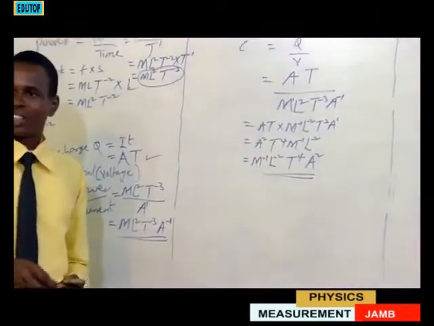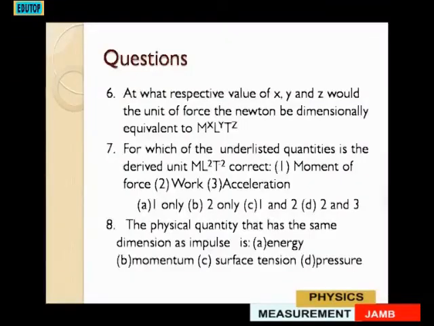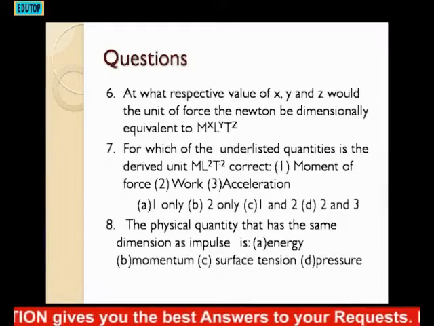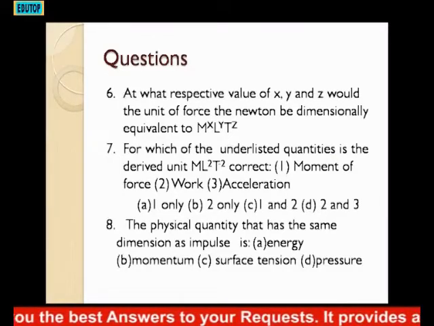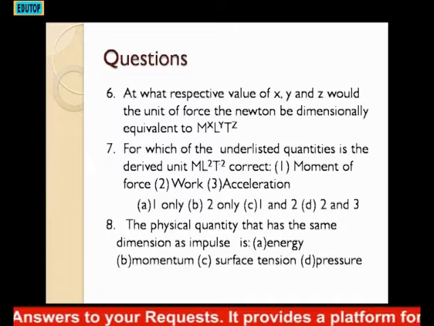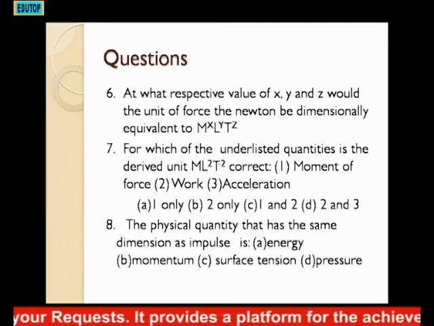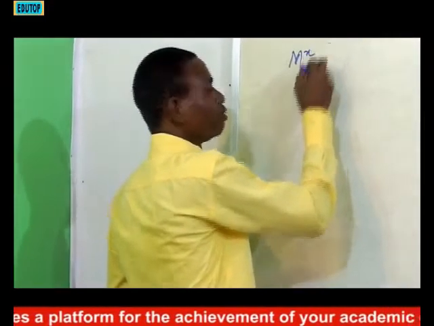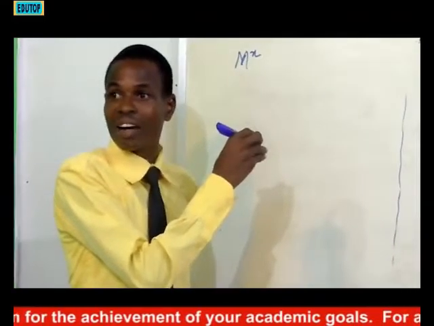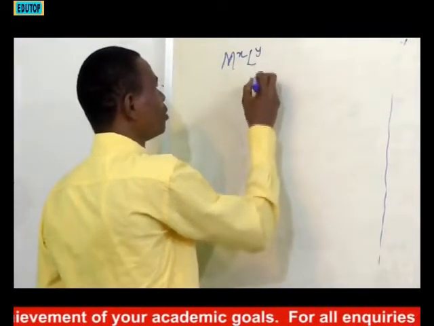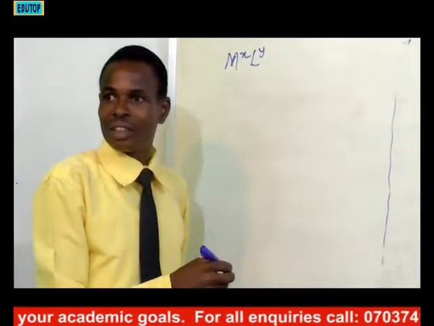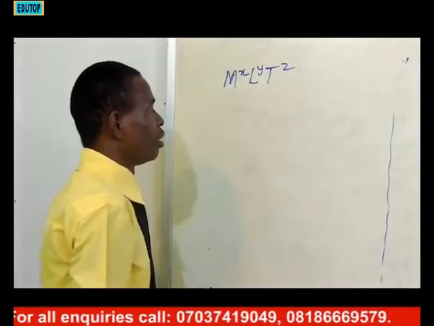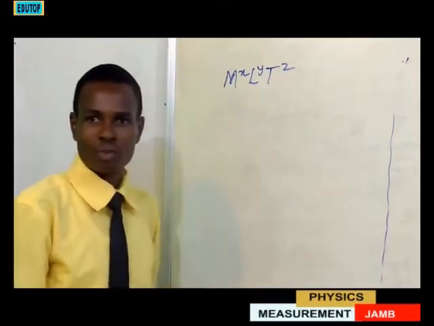Let's consider question number 6. At what respective value of x, y, and z will the unit of force, the Newton, be dimensionally equivalent to M raised to the power x, L raised to the power y, and T raised to the power z? Look at this. You may not understand that question, but just be following me.